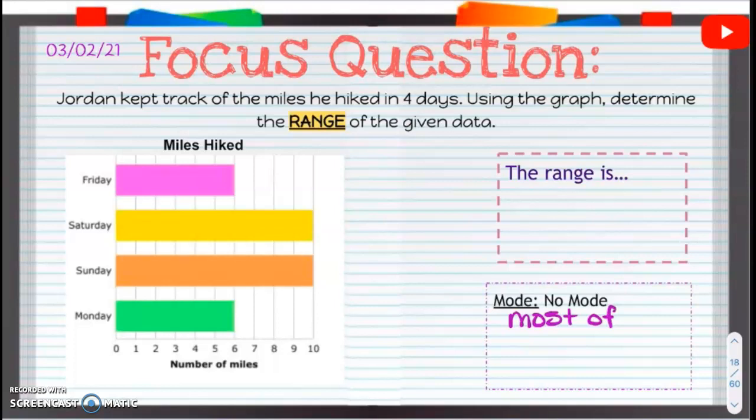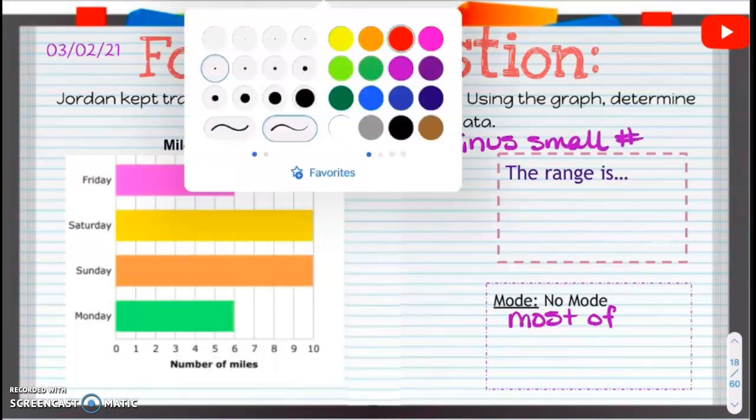Today we're going to find the range. That's going to be our biggest number minus the smallest number. All right, so let's remind ourselves.